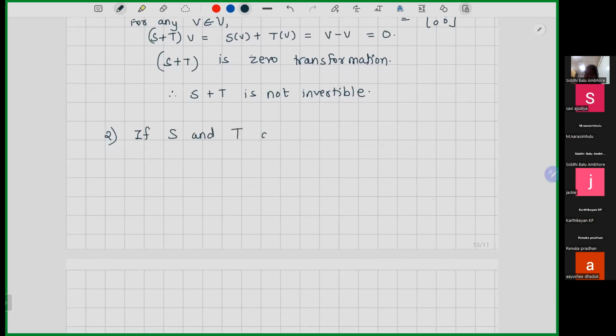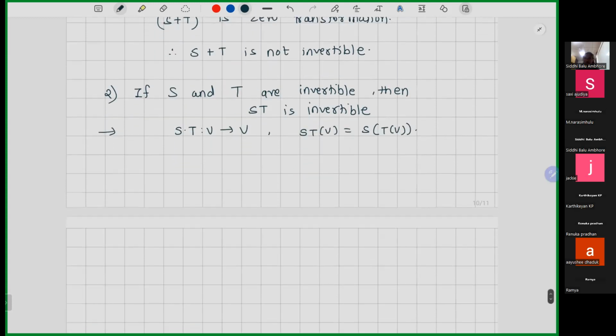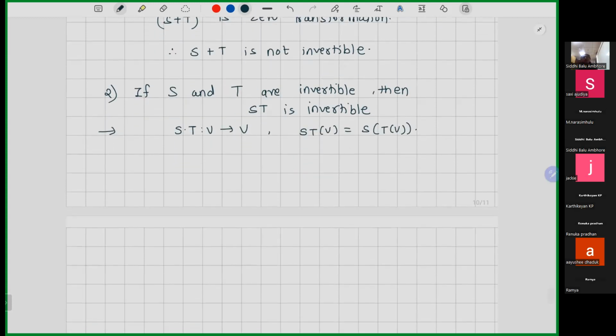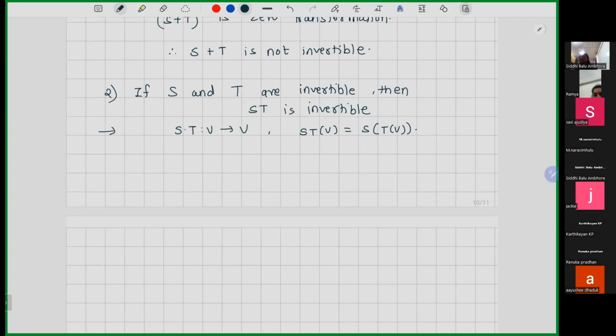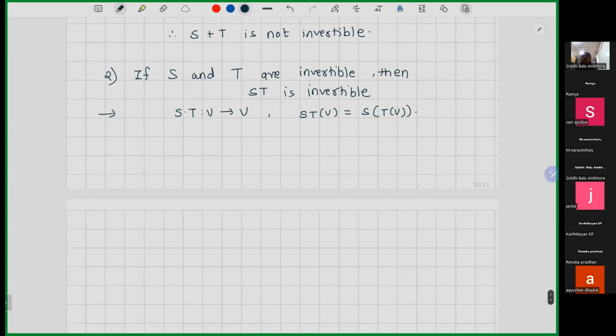Let S and T be invertible linear transformations. I want to check whether ST is invertible or not. ST is a composition, okay? So ST from V to V is defined as ST of v equals S of T of v. This is the definition of ST of v. And what is your guess? If S and T are invertible, Karthikeyan guessed true. Any other guesses? Would anyone like to guess whether this will be true or false?